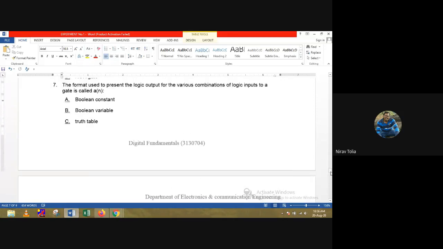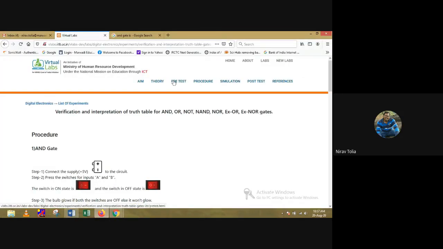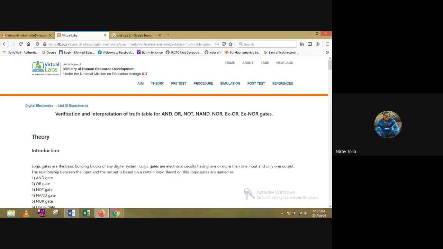Which format are we using to present the logic output with various combinations of input? We have numbers of various combinations of input, and we have output. So for 0 0 it is 0, 0 1 it is 1, 1 0 it is 1, and 1 1 it is 1. So which format are we using? Only Keyur gives the answer. What about others? Okay, Parthiv, Dirga. Which format are we using?